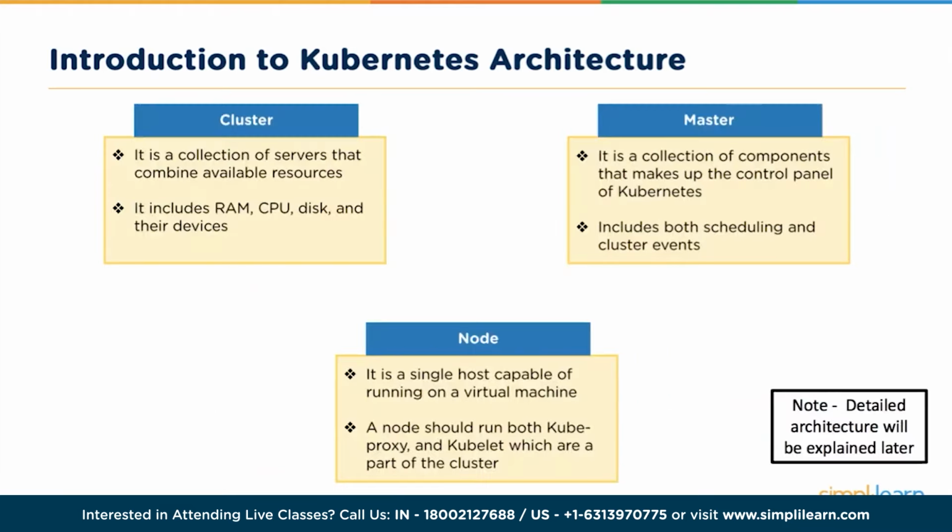So you have your cluster, which is a collection of servers that maintain the availability and the compute power, such as RAM, CPU, and disk utilization. You have the master, which is really components that control and schedule the activities of your network. And then you have the node, which hosts the actual Docker virtual machine itself and is able to control and communicate back to the master the health of that pod. And we'll get into more detail on the architecture later in the presentation.